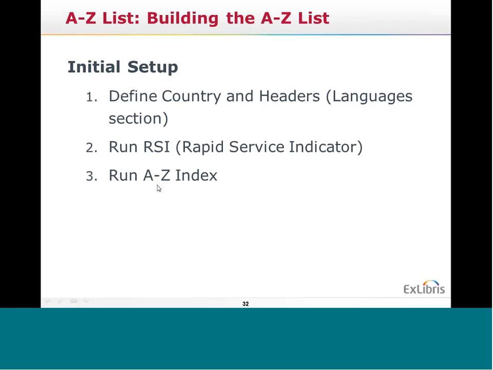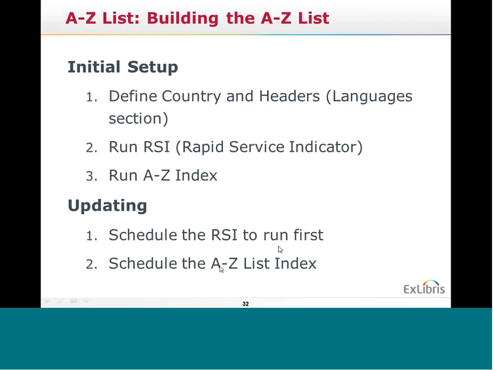Now you can imagine that if the indexing process needs to be run to reflect what's in the knowledge base, you're also going to need to run it again every time you make changes to your knowledge base. So if you've activated a new target or target service or object, those jobs need to run. So the indexing process can be set up to run automatically, and we actually recommend that it runs daily or perhaps nightly. And you would schedule the RSI job to run first, and then schedule the A to Z list indexing job to run next. Again, this will all be covered in the system administration session, but just to give you an idea of what is involved in building and updating the A to Z list.